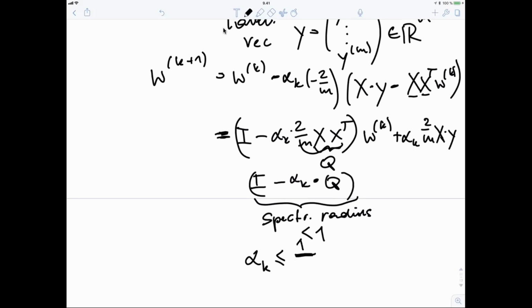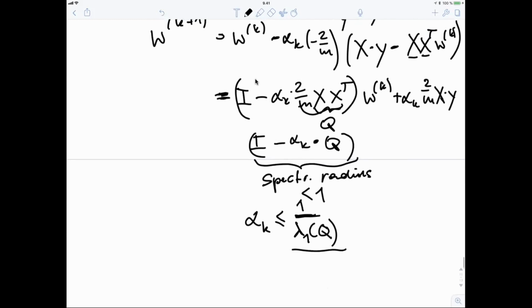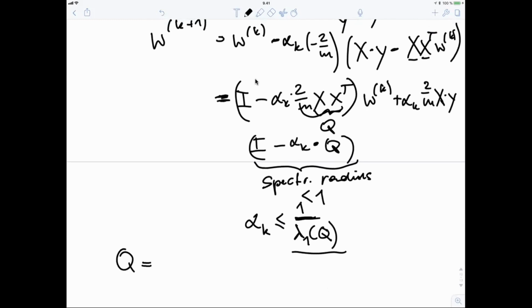Where do we have it? It's the largest eigenvalue. So let's call the largest eigenvalue lambda 1 of k. Okay, so how can we control this eigenvalue of Q? So the Q matrix here, let's write it down again. The Q matrix is 2 over m times x transposed, where x is the feature matrix. So in this matrix, we collect the feature vectors of the data points.